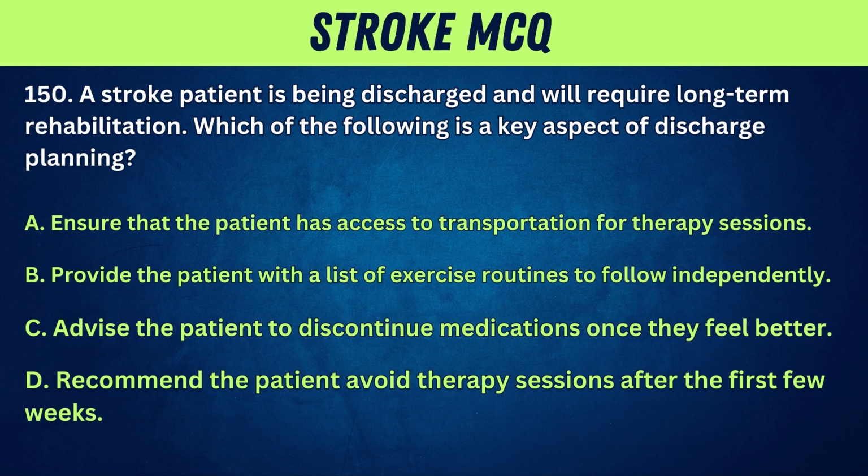150. A stroke patient is being discharged and will require long-term rehabilitation. Which of the following is a key aspect of discharge planning? A. Ensure that the patient has access to transportation for therapy sessions. B. Provide the patient with a list of exercise routines to follow independently. C. Advise the patient to discontinue medications once they feel better. D. Recommend the patient avoid therapy sessions after the first few weeks.